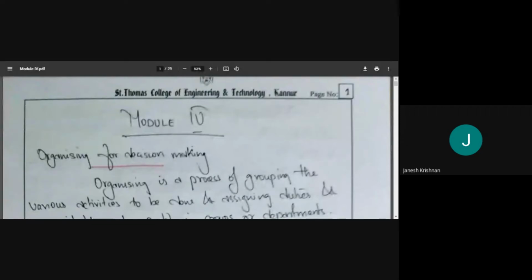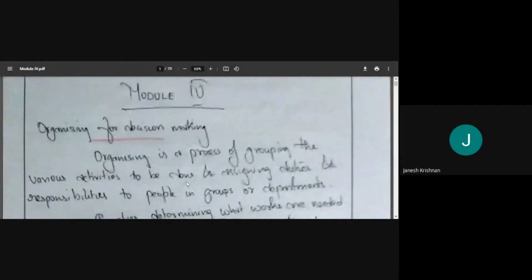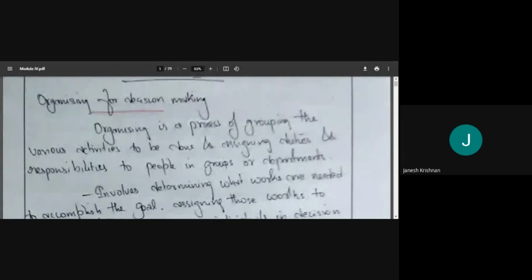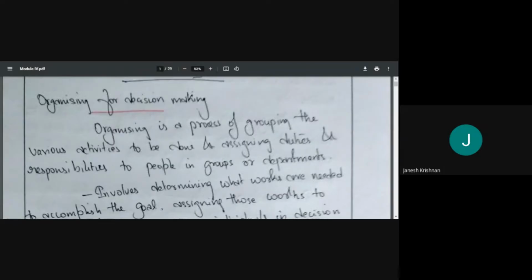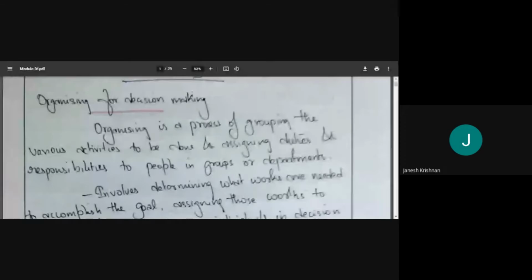Right? So what is organizing? Organizing is the process of grouping the various activities to be done and assigning duties and responsibilities to people in groups or departments. Organizing means having an aim, an objective to be accomplished. For that objective to be accomplished, we need to identify those steps. Once we have the activities, we need to assign the responsibilities to those who may carry out those duties.